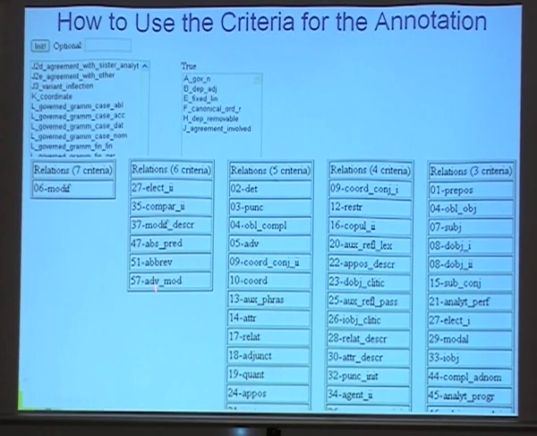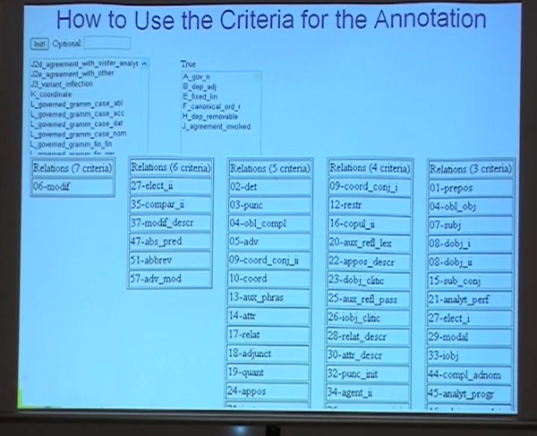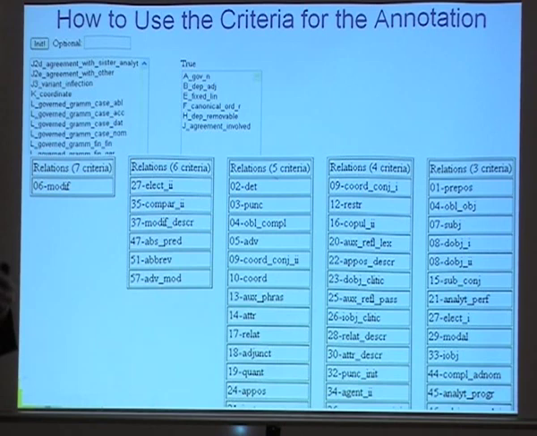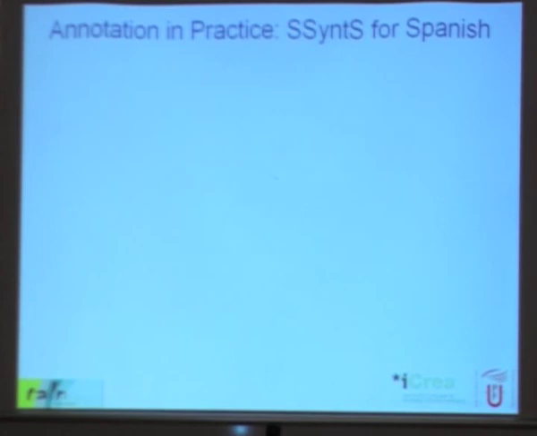Here you see the numbers. That's the frequency of the corresponding relation in a fragment of the corpus, which the annotator chooses as a reference corpus. It tells the annotator that a relation is very frequent, so there's a higher chance that it will be the right one. So this is basically the theory and the framework we provide to the annotator, or annotators, for annotating the surface syntactic layer.